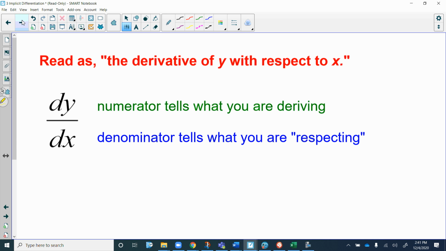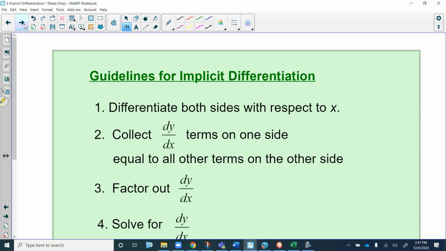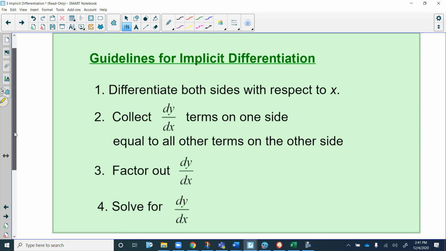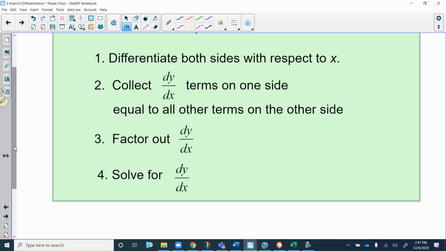So again here, the notation shows you in the numerator what you're deriving, and the denominator shows you what you're taking it with respect to. Typically the denominator is x. Sometimes the denominator is t if you're doing like a related rate or something where you're having to do it in terms of time. But here's a typical process of what we're doing. If you have it in your notes, great. If not, you might want to write it down.